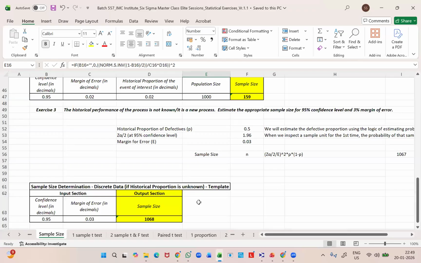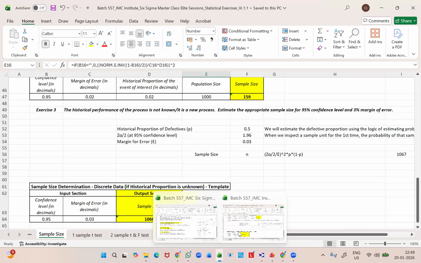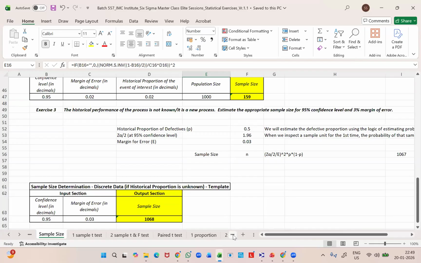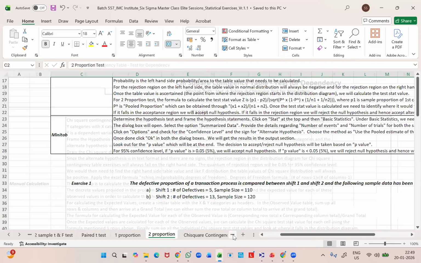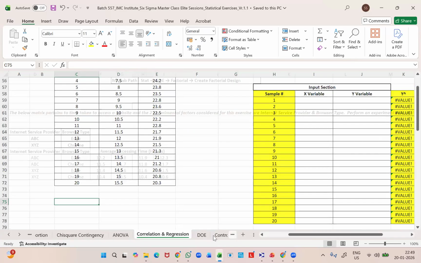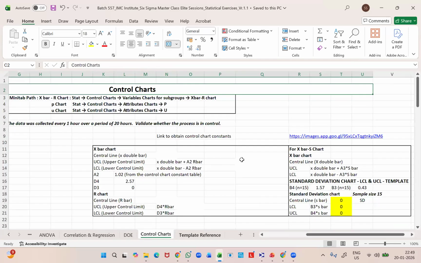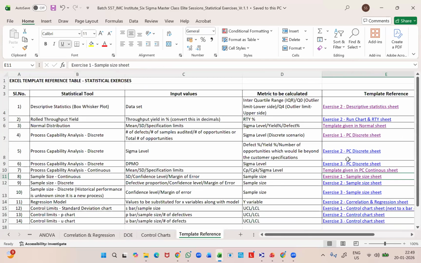So these are the problems that you can get as questions in the Greenbelt final assessment. And the template reference sheet, as I told you, has the link for all these templates, right? You can just make use of this. You just click on the link, it will take you to the place where the template is stored, right? So the rest of the things will be black belt specific curriculum, which we will see tomorrow and the day after.